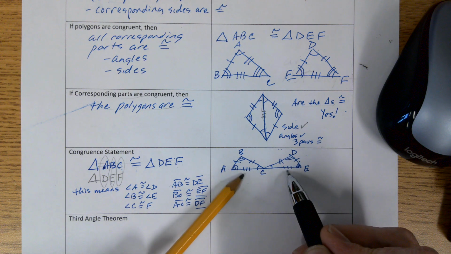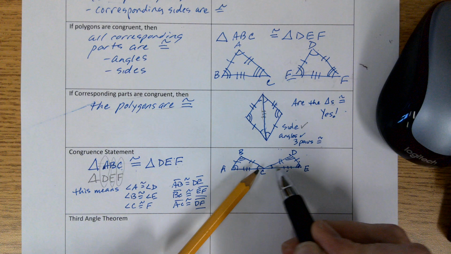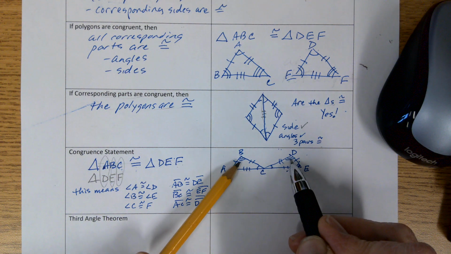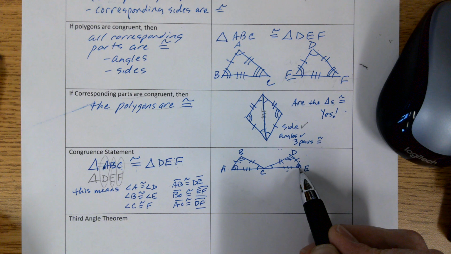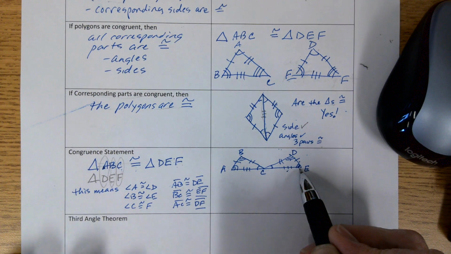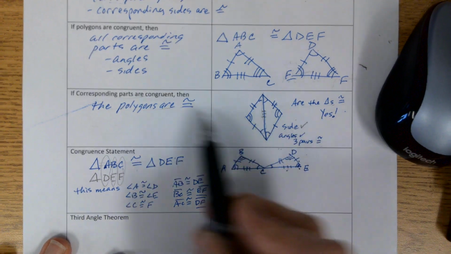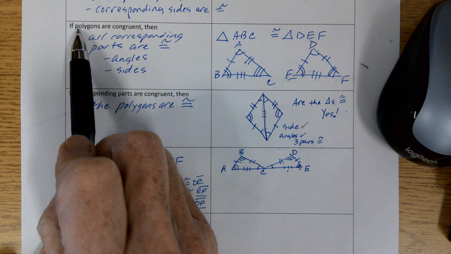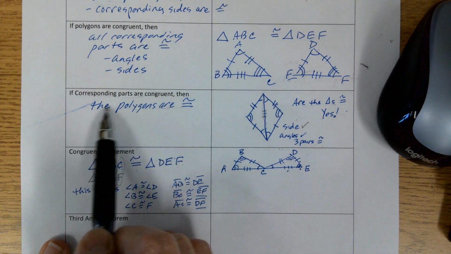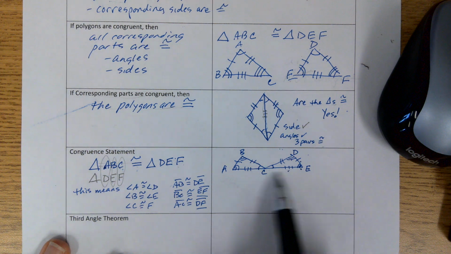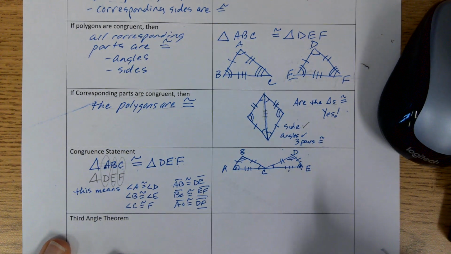These sides are congruent. This angle is congruent. Second pair of angles are congruent. Third pair of angles are congruent. So by my definition of congruent, all the parts are congruent. So we said, if the corresponding parts are congruent, then the polygons are congruent. So I know these are congruent. But now I'm going to write the statement.